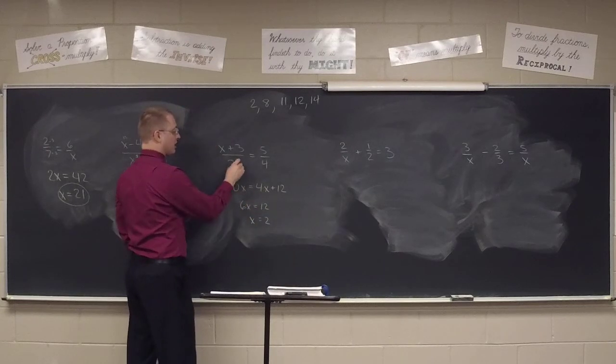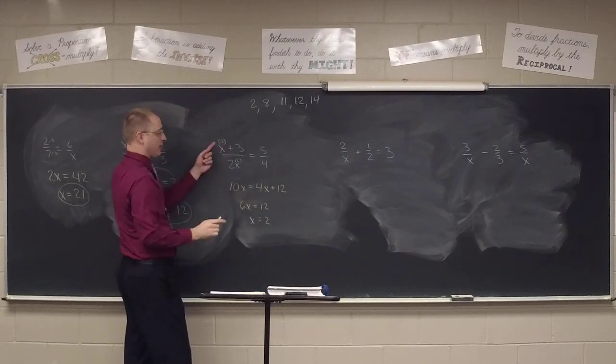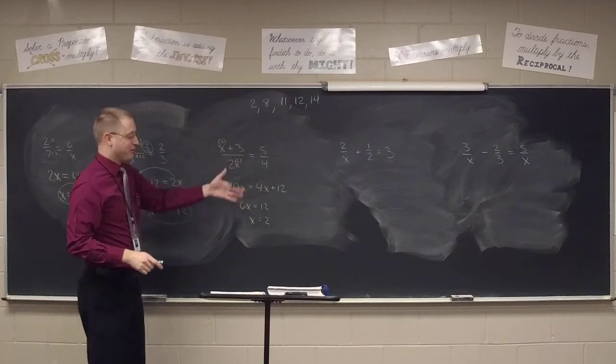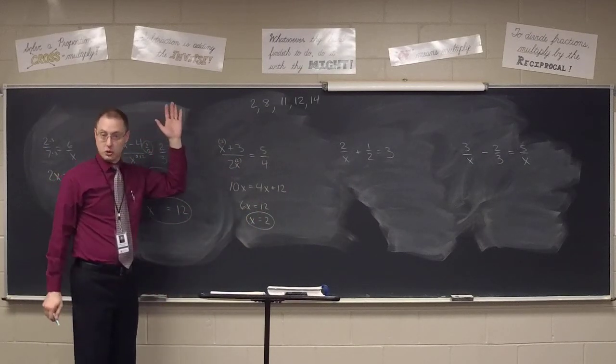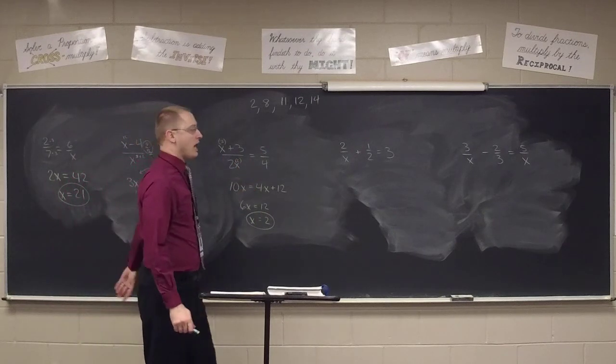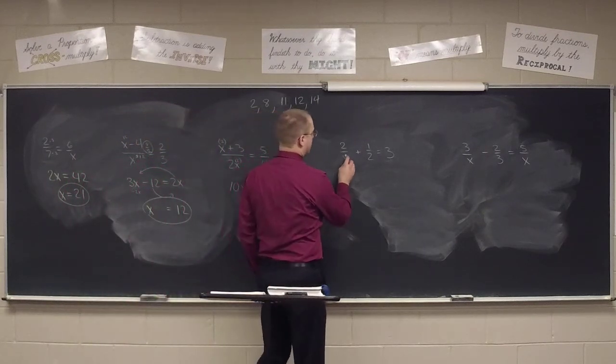And interestingly, if you plug in the 2, you get 5/4 equals 5/4. So x equals 2 is our correct answer. X could not have been a 0 here. How many got 2? Excellent. Not a proportion. So what do we have to do here?